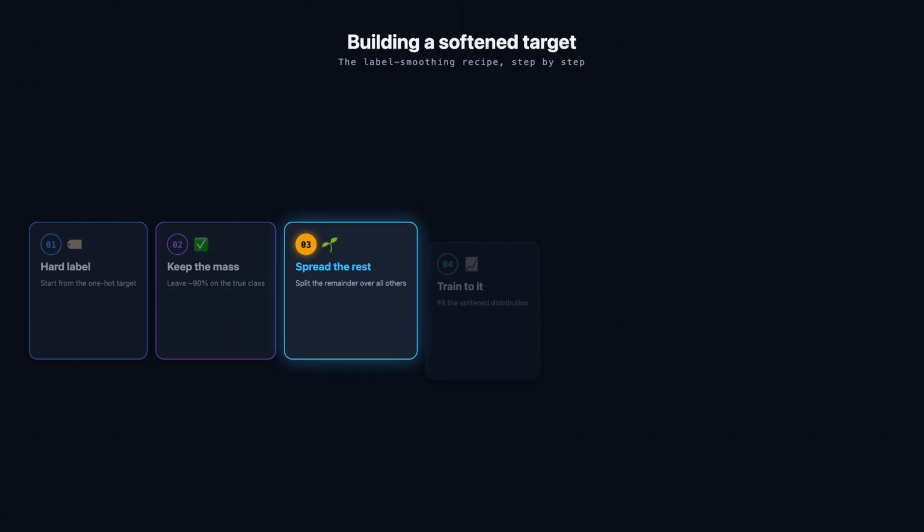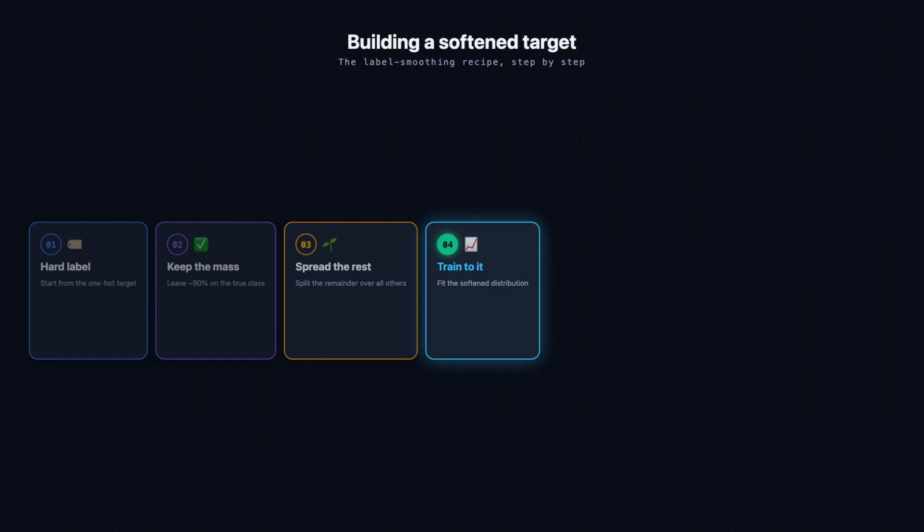Next, we take that leftover budget and spread it evenly across all the other classes. Every wrong option gets a tiny, equal share, so the target becomes a gentle hill instead of a single sharp spike. Finally, we train the model toward this softened distribution rather than the hard one. The loss stops rewarding infinite confidence, and the network settles into predictions that reflect real uncertainty.